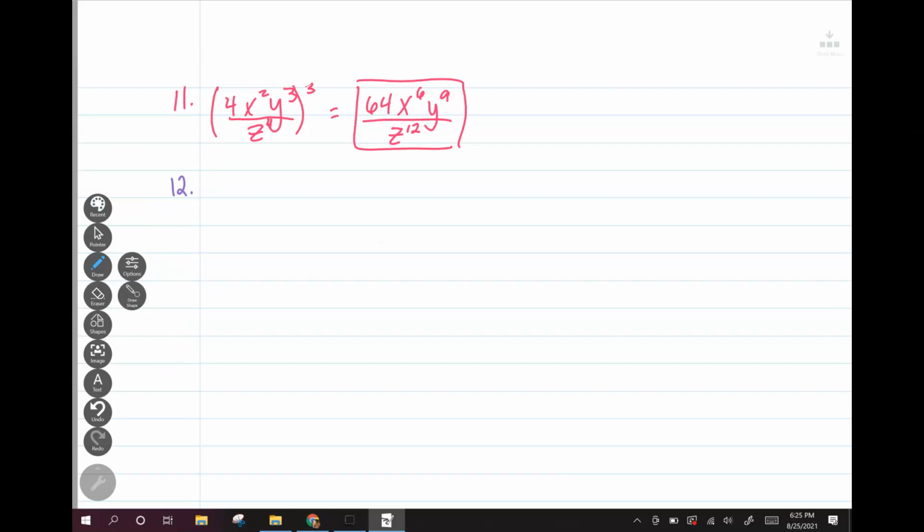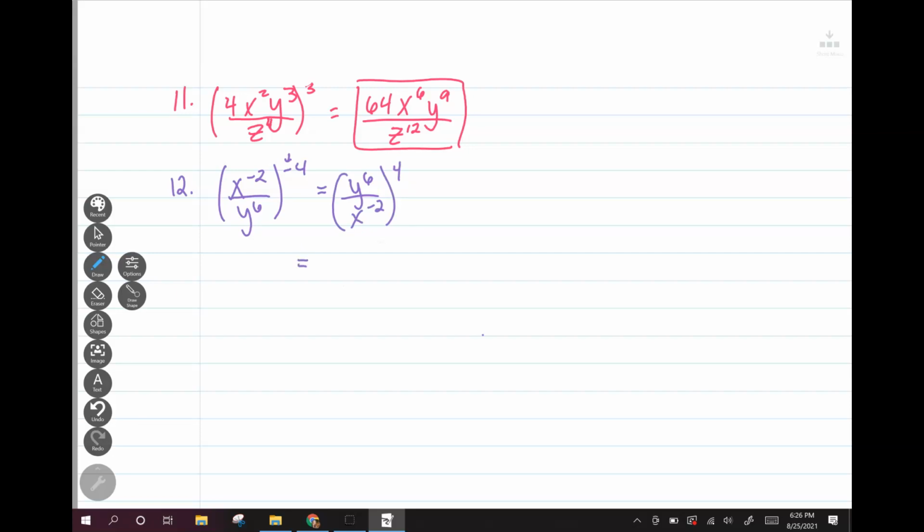All right, number 12. X to the negative 2 over y to the 6, all to the negative 4. Just like with all of these problems, there are a couple of options here. One thing we've talked about in class is to make this exponent positive, to make that negative 4 into a positive 4. You can just get the reciprocal of the base or flip the base. So make that y to the 6 over x to the negative 2, and that becomes positive 4.